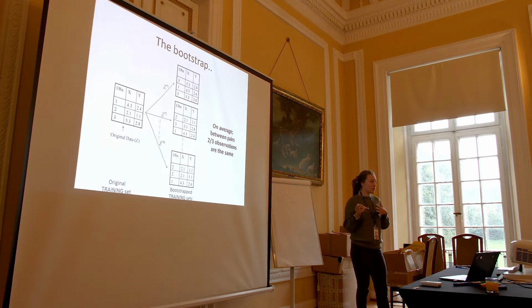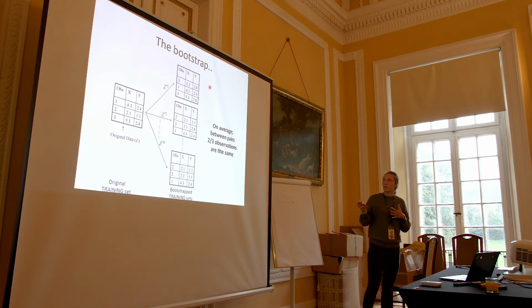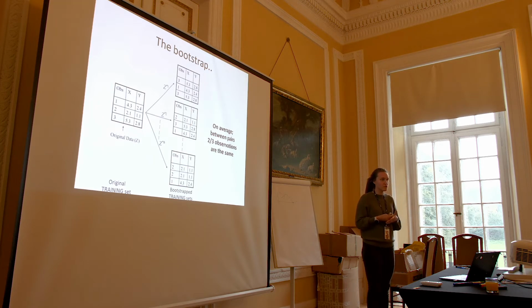What can you see that is written here? Yes, beautiful. So on average, between all the pairs of the training sets, you will have 2/3 of the observations which will be absolutely the same, and 1/3 of the observations will be different. So is this a problem?